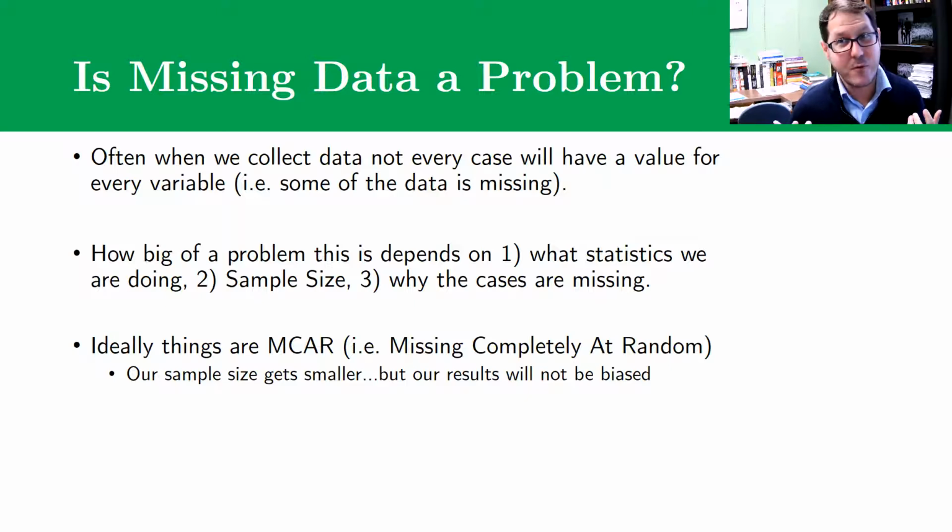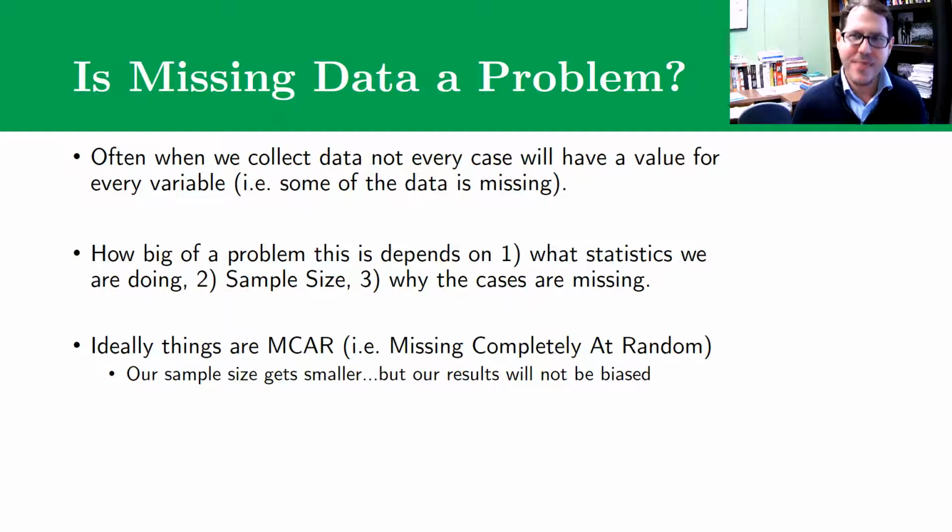And that really leads us to this question of, why is that data missing? Like, what's the process behind that? And ideally, the reason data is missing could be described as MCAR, missing completely at random. That there is no rhyme or reason to why this case is missing a response on that variable versus that case.